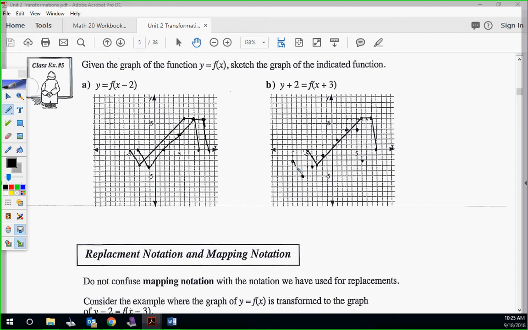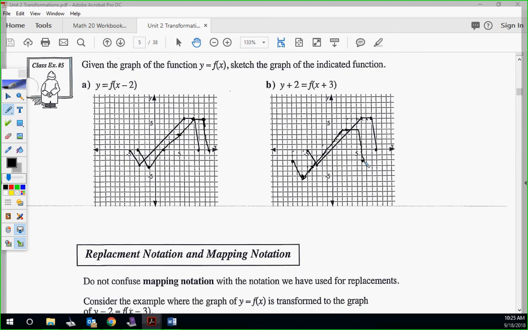Oh no, I missed that, sorry. So left 3. Yeah, so it is going to go up something like this. Something like that. Okay.